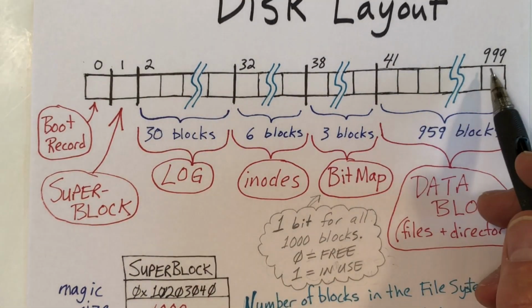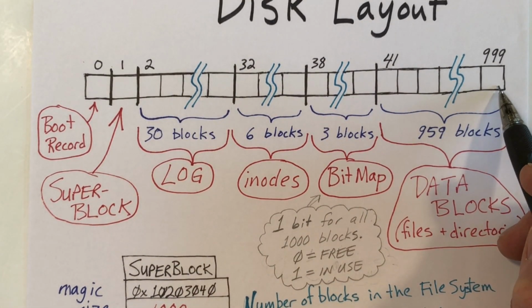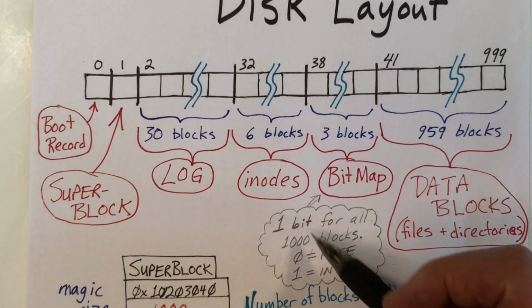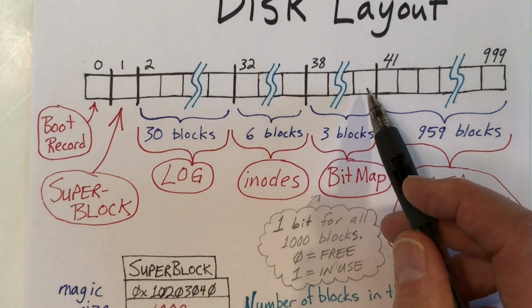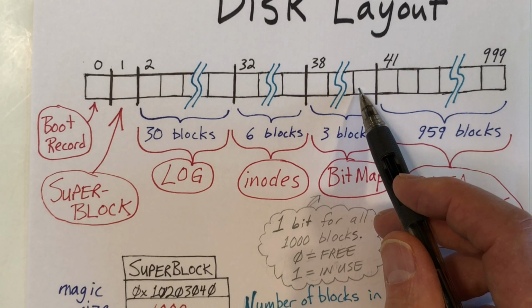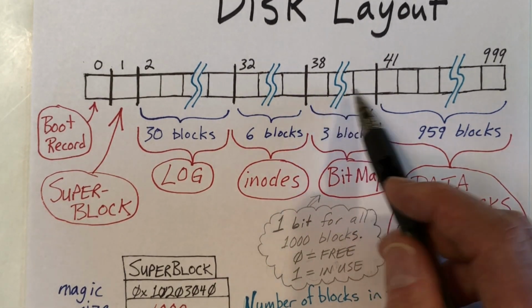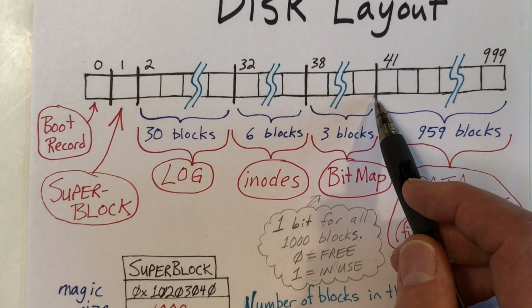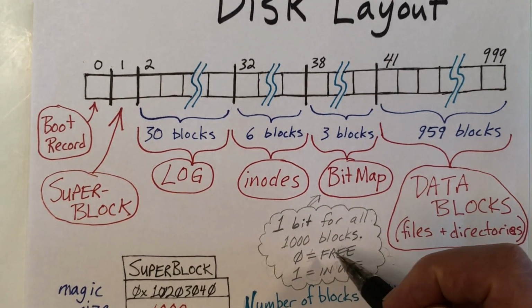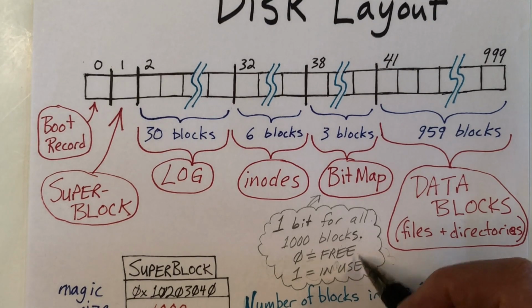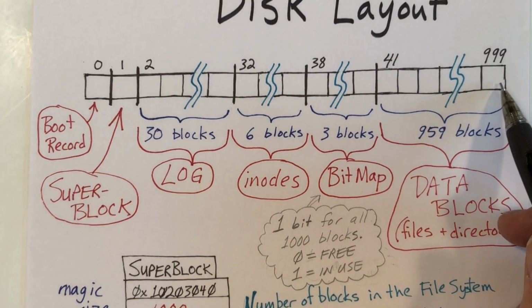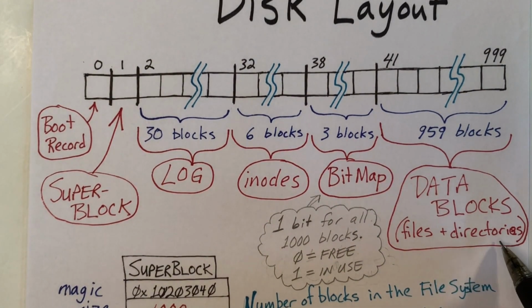In this particular file system, we only have 1,000 blocks, so this bitmap would only be as big as required to contain 1,000 bits. That'll all fit into one block, of course, but I've shown 3 blocks here for illustrative purposes. And the bit is either 1 to indicate the block is in use or 0 to indicate that it's free. And finally, we have the data blocks. This is where the files and directories are actually stored.